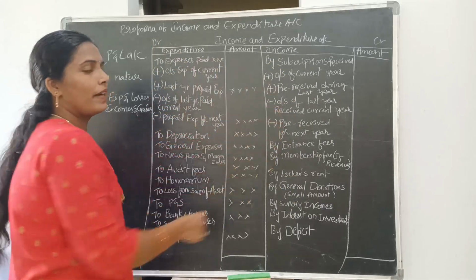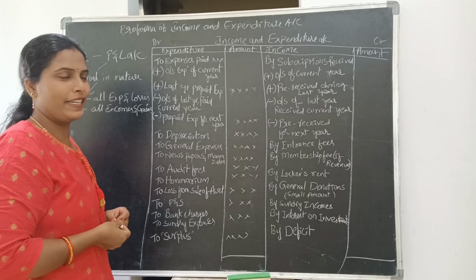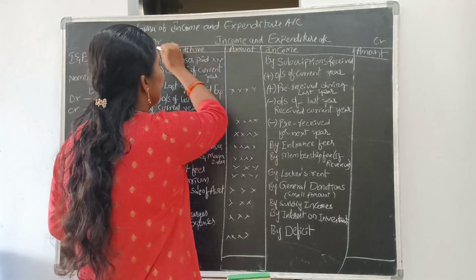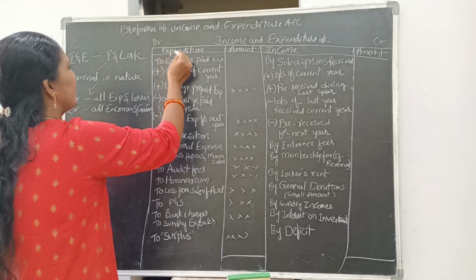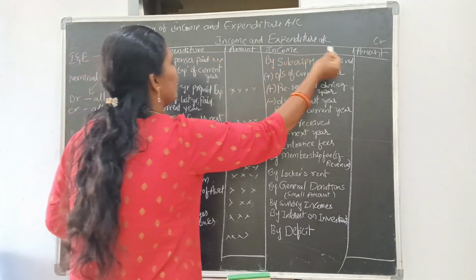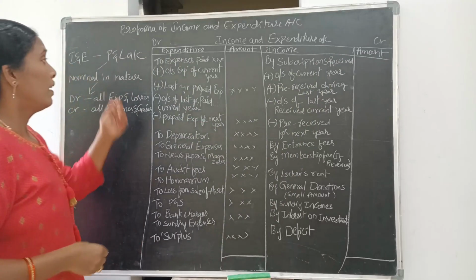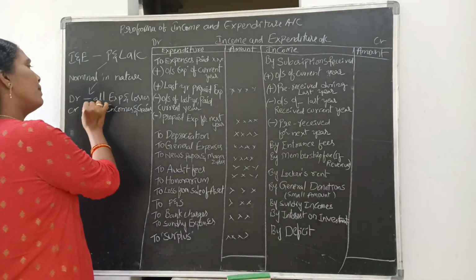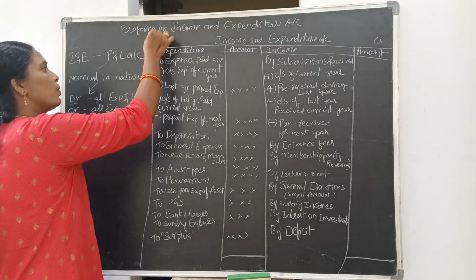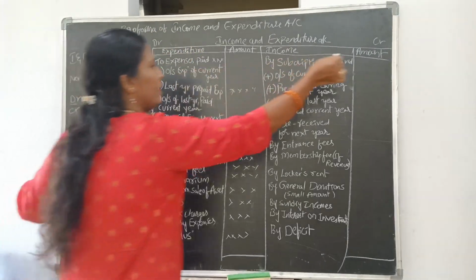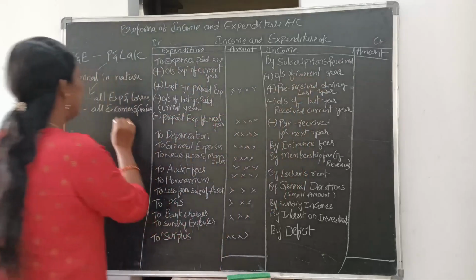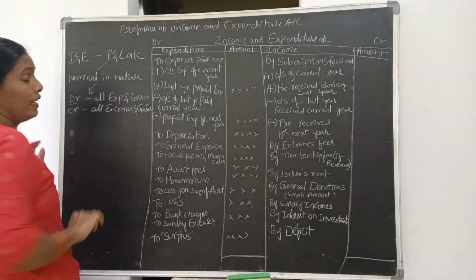This is the format of the income and expenditure account. This is the debit side, and the right side is the credit side. Simply write expenditure amount, income amount. So on the debit side all expenditure and losses, and on the credit side all incomes and gains, according to the nominal account rule.